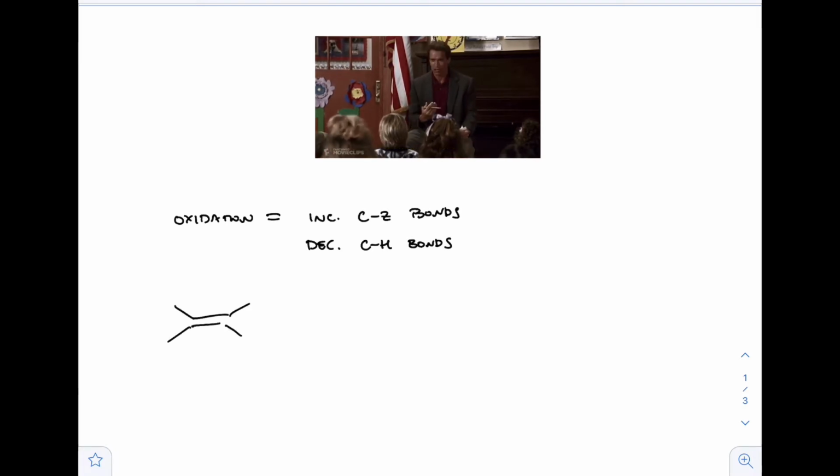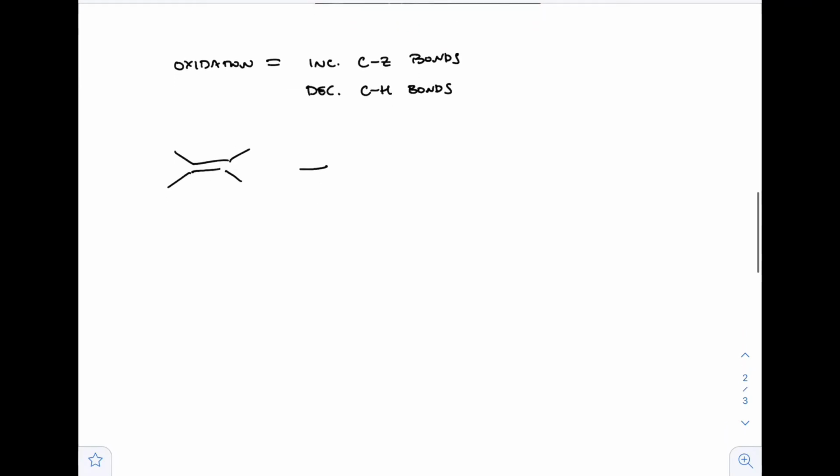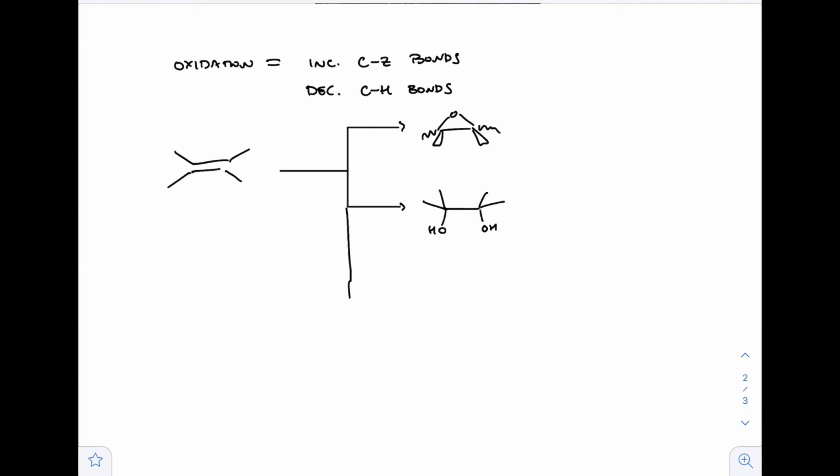Oxidation is the increase in C-Z bonds and decrease in C-H bonds. We already knew that, right? So let's oxidize an alkene. See what we can get here. So a variety of compounds, just to sum it up. An epoxide, of course, is definitely increasing the number of C-O bonds. We can also throw some alcohols on there, right?